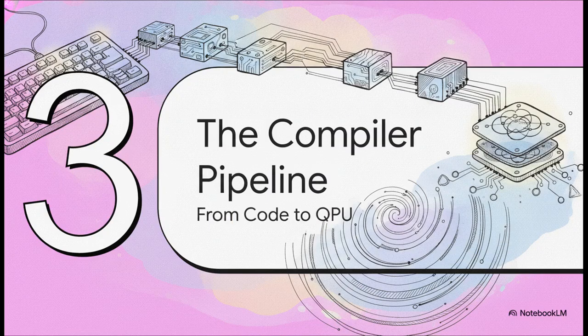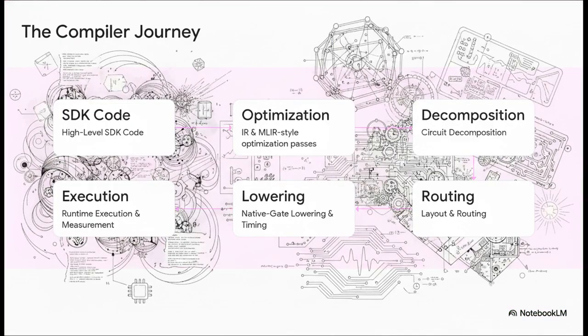Let's move to Section 3, the compiler pipeline, getting from code to the QPU. Okay, let's step through the actual journey your code takes. You start with your high-level SDK code. That code then drops into an intermediate representation, often using MLIR-style multi-level optimizations to refine the logic at various abstraction layers before moving on. Next, the compiler decomposes that abstract circuit, maps the logical to physical qubits for layout and routing, and figures out the precise scheduling.